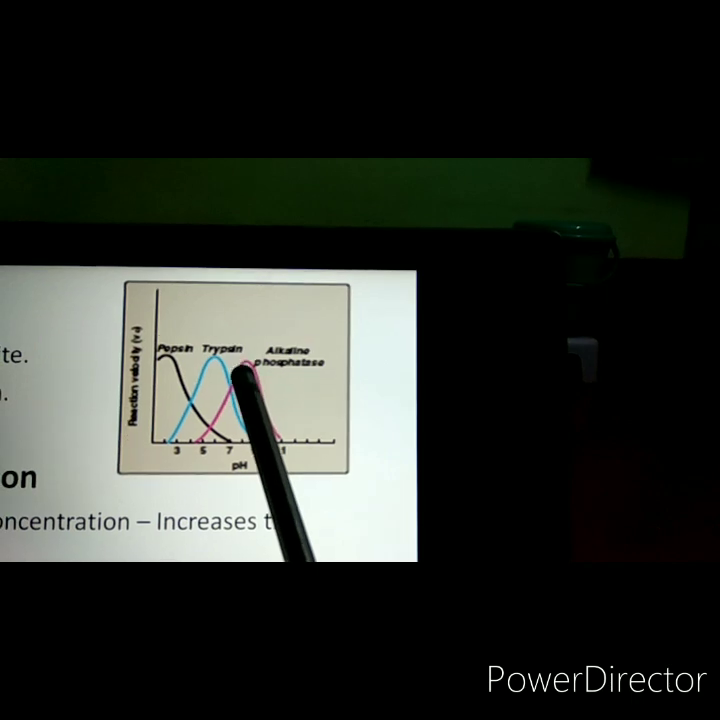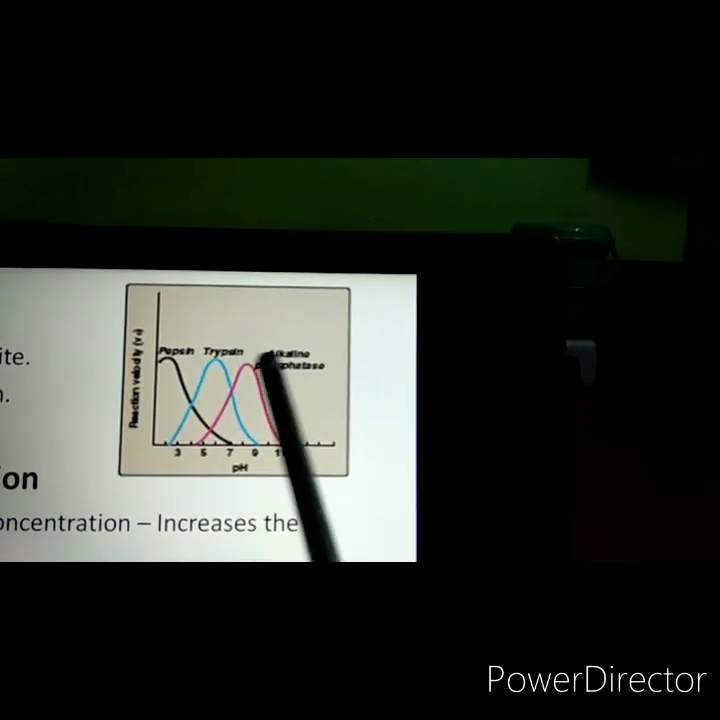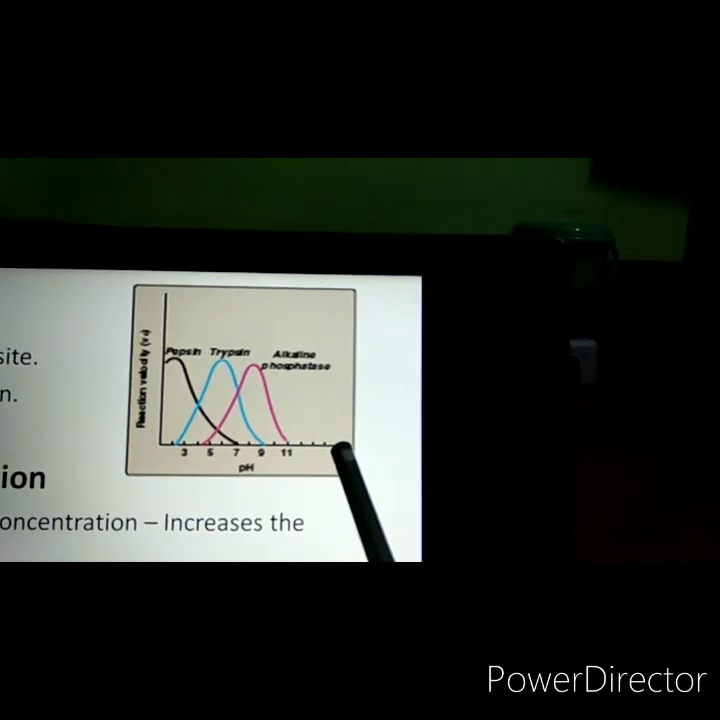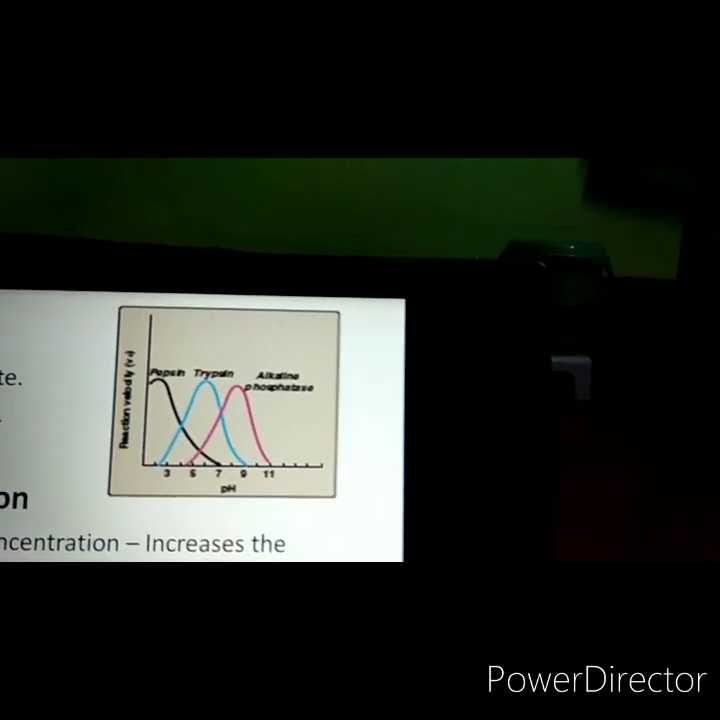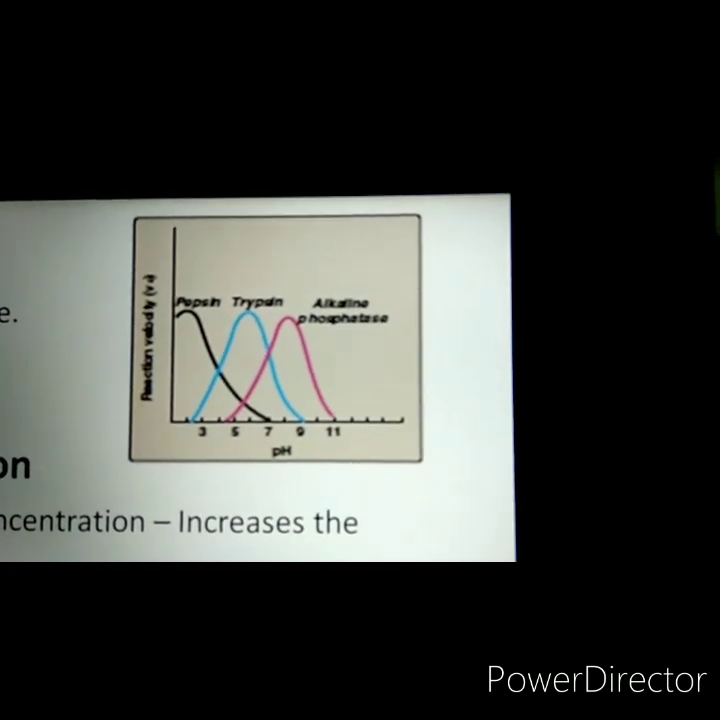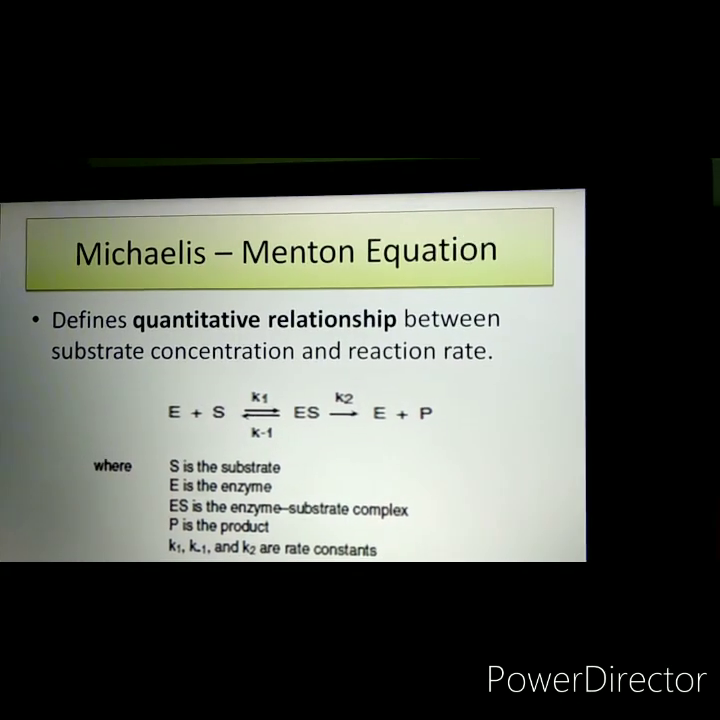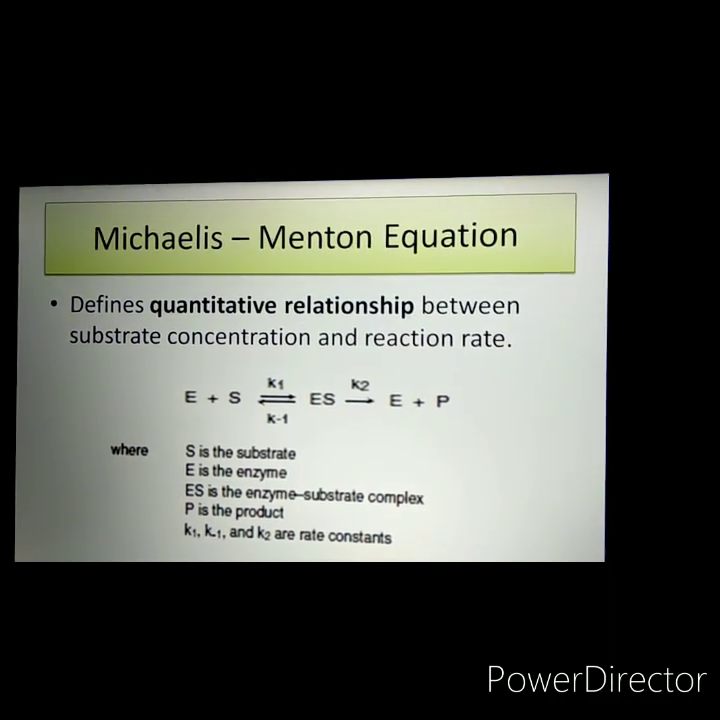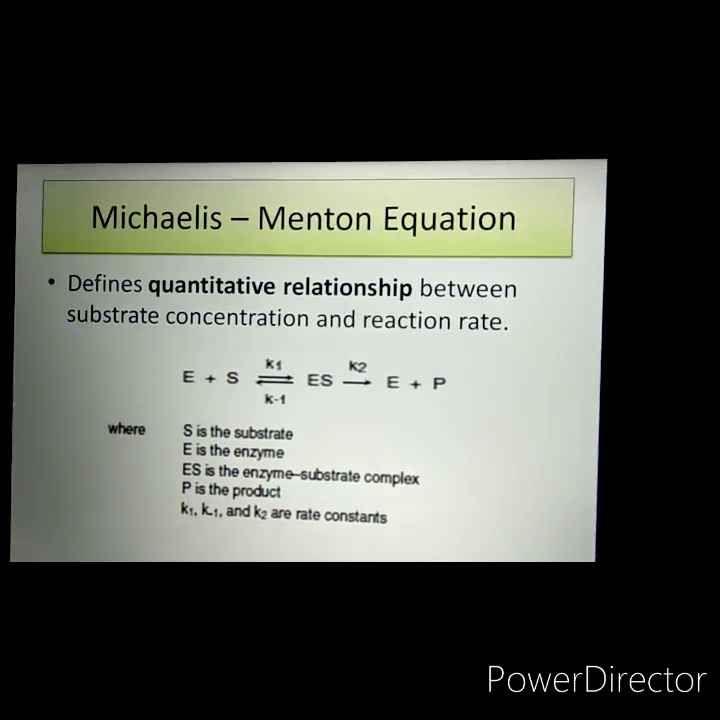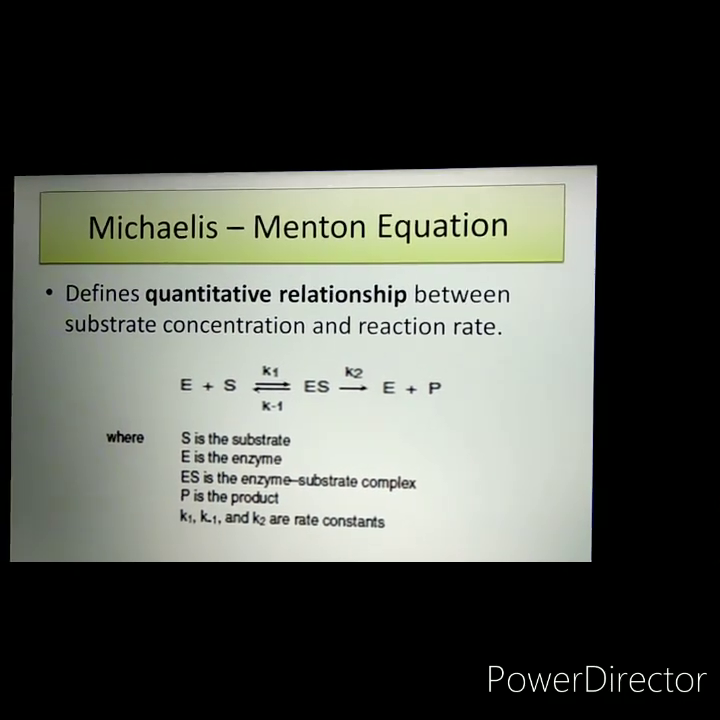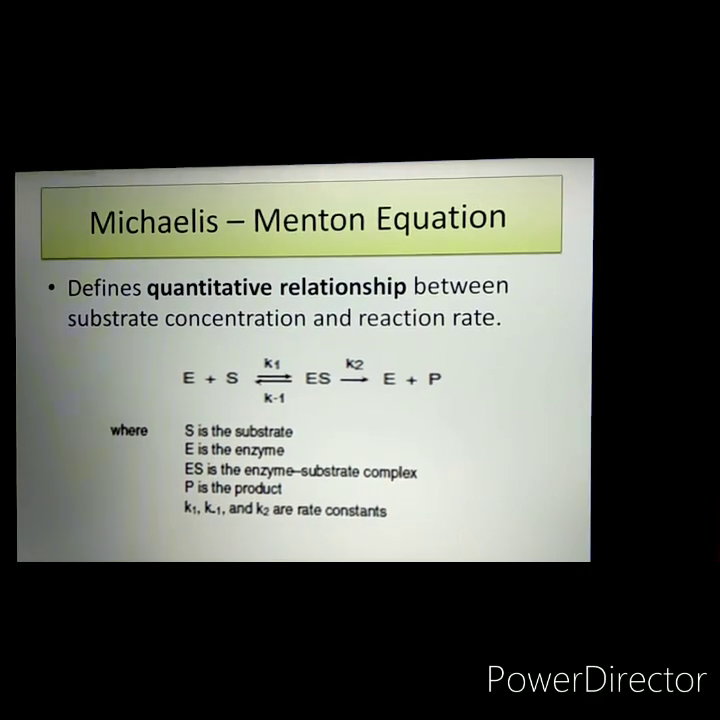So you can see between pH 8 to 10, the activity of the enzyme is highly active, and beyond this pH range, the activity decreases. So this is regarding the factors that affect enzyme activity. Let's see the Michaelis-Menten equation. This Michaelis-Menten equation is important to define the quantitative relationship between substrate concentration as well as rate of reaction.